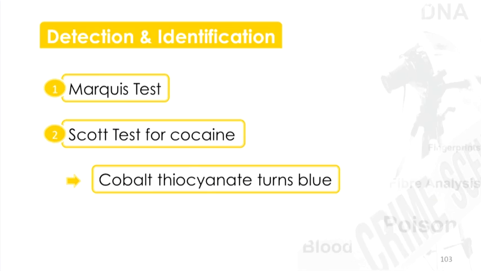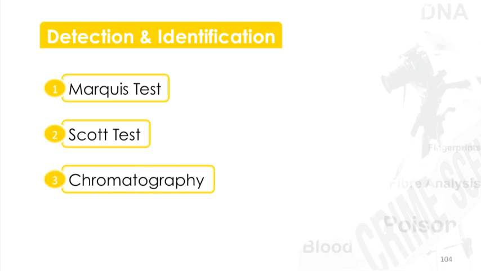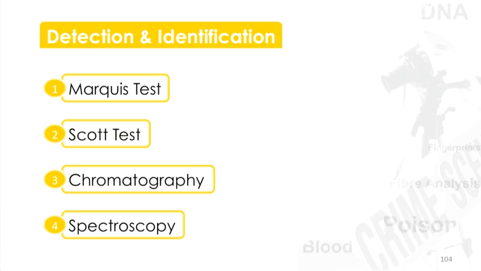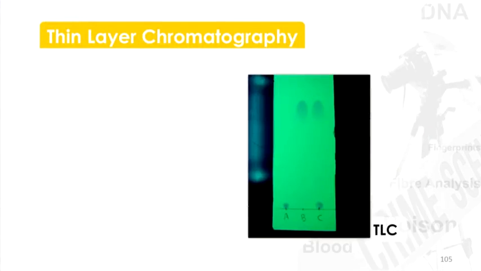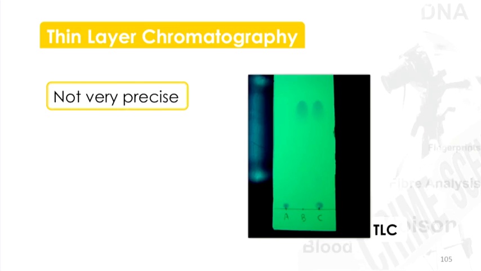But as we know from the lecture on identifying particular compounds, we really have to turn to chromatographic and spectroscopic methods to really prove what these compounds are. For instance, we can use thin layer chromatography, which we talked about in the earlier lecture. But we know that thin layer chromatography is not very precise, and if it's used, can only ever be a presumptive test.